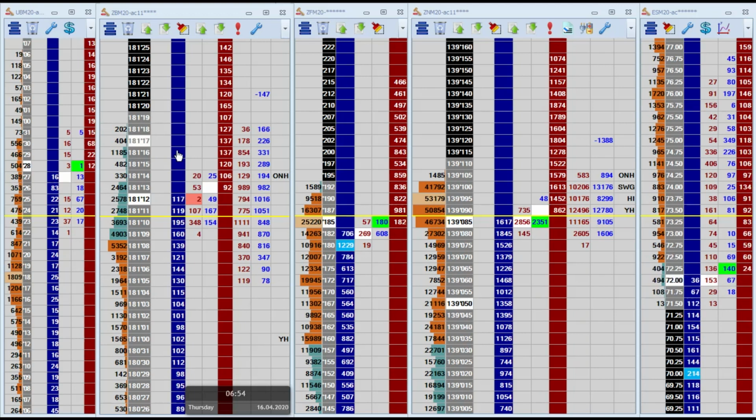Missed a great selling opportunity up here in the 30-year. Looks like this right here, this little volume node that it started to develop was probably enough for me to jump in and try to sell this thing back down.